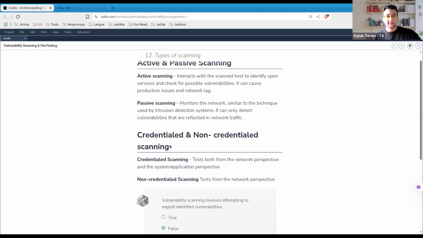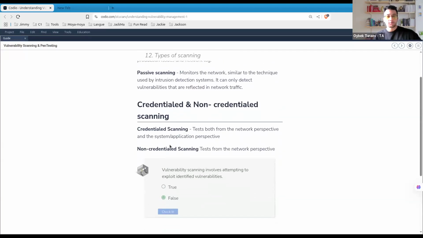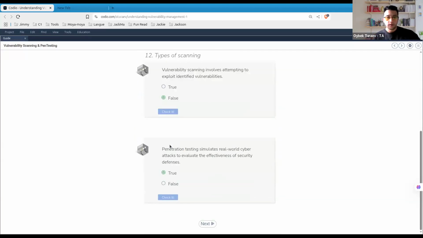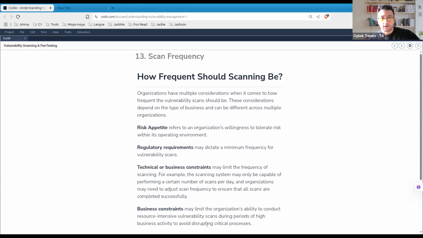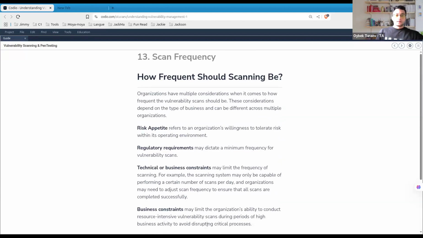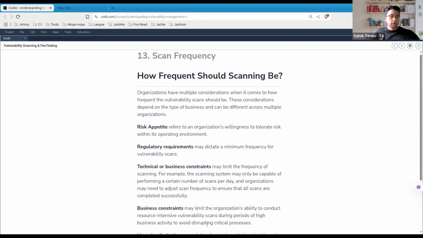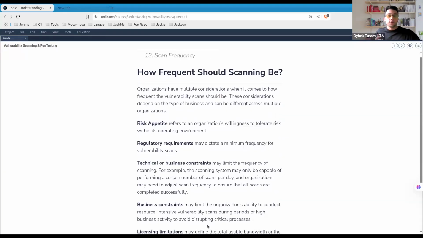We know what is active and passive scanning. We know what is credentialed and non-credentialed. So far so good. Next. Thank you, guys. How frequently should scanning be done? Now, this is a really good question, but it really depends on different factors for the organization. How often should we scan?